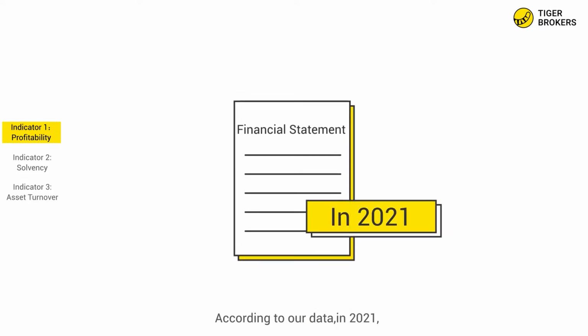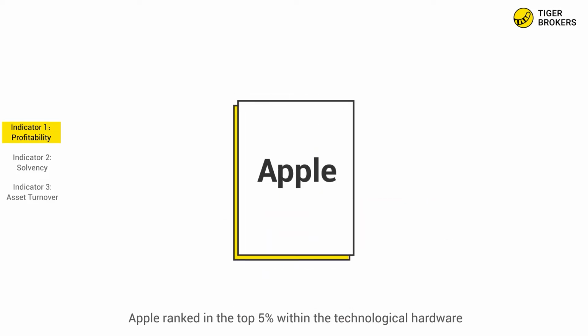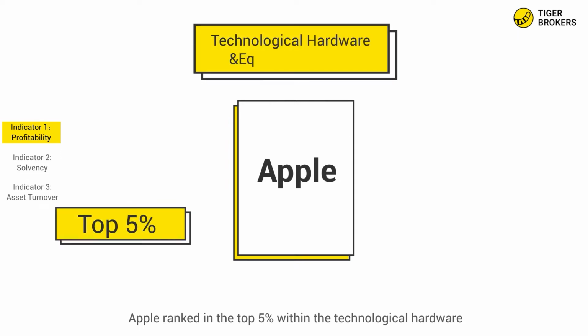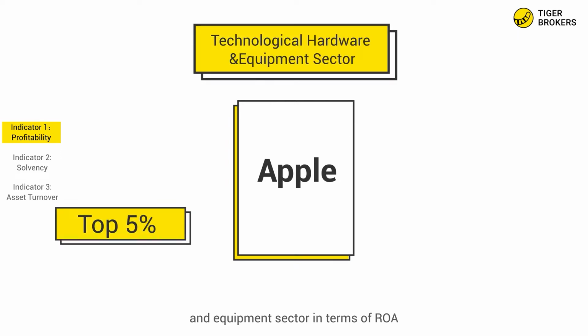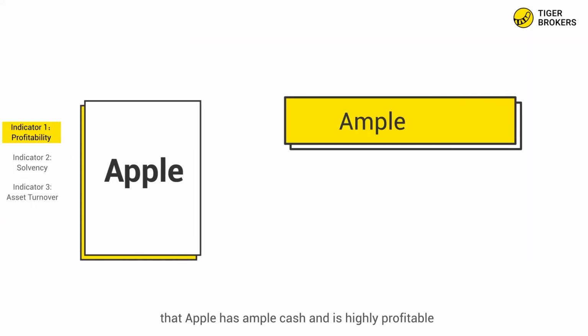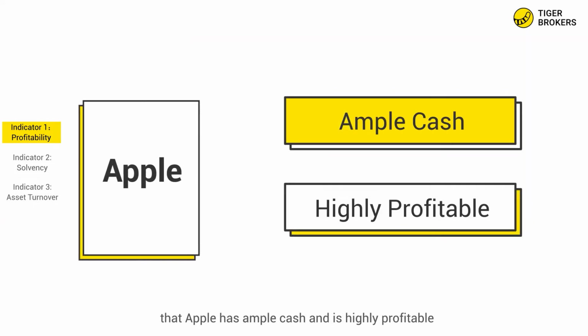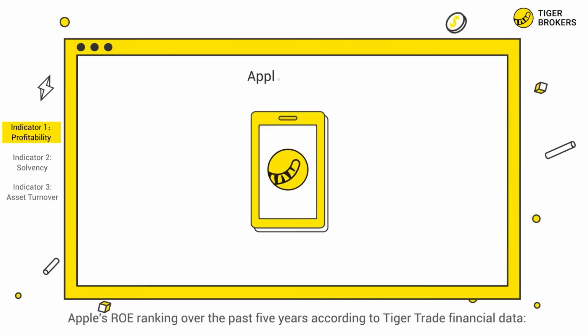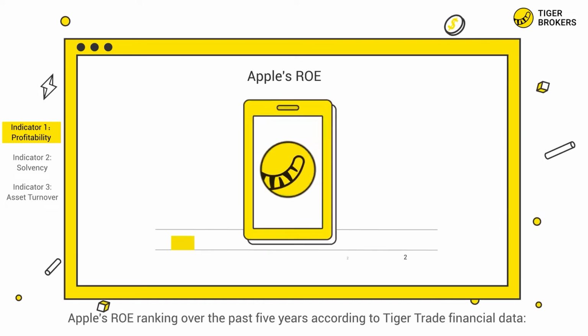According to our data, in 2021, Apple ranked in the top 5% within the technological hardware and equipment sector in terms of ROA, and was in the top 3 in terms of total assets. So, it can be seen from the analysis above that Apple has ample cash and is highly profitable. Let's now look at Apple's ROE over the past 5 years. Apple's ROE ranking over the past 5 years according to Tiger Trade financial data.